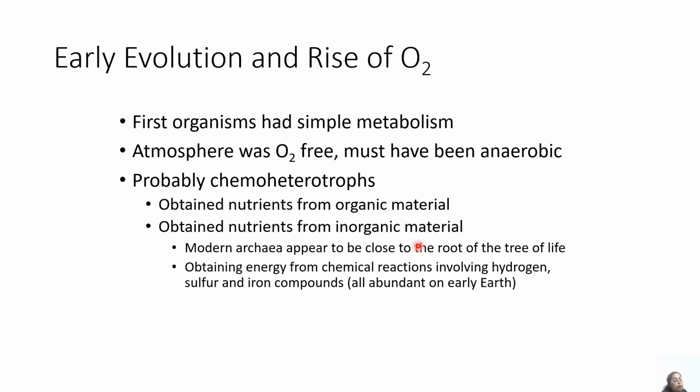Now let's talk about the early evolution and rise of O2, or oxygen. The first organisms had simple metabolism. The atmosphere was oxygen free, so they must have been anaerobic, probably chemoheterotrophs, obtaining nutrients from organic material, or chemoautotrophs obtaining nutrients from inorganic material. Like modern archaea, they appear to be close to the root of the tree of life, obtaining energy from chemical reactions involving hydrogen, sulfur, and iron compounds, all abundant on early Earth.